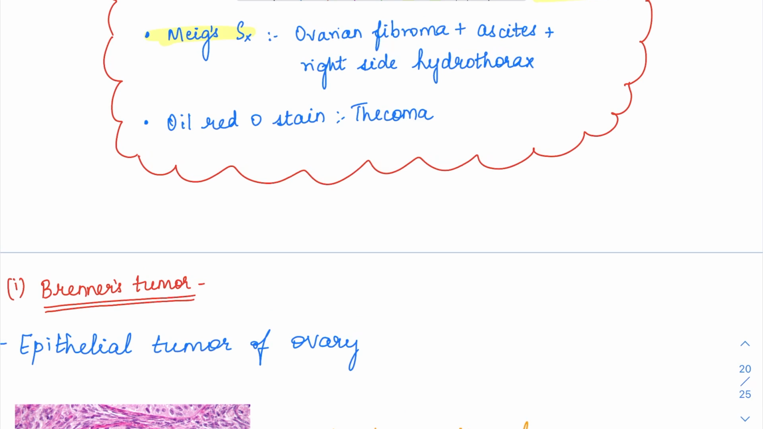And like in the testicular tumors, in one of the testicular tumors, I told you it was Oil Red O positive, which was Leydig cell tumor. So, here in females, it is thecomas which are going to be Oil Red O positive. So, in males, it is a Leydig cell tumor, and in females, it is going to be a thecoma.